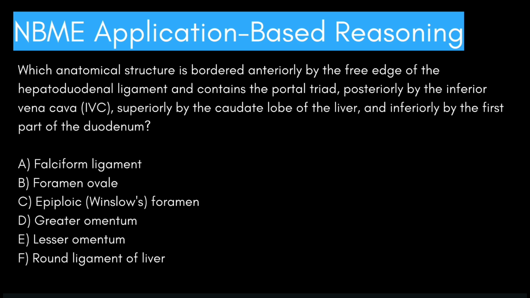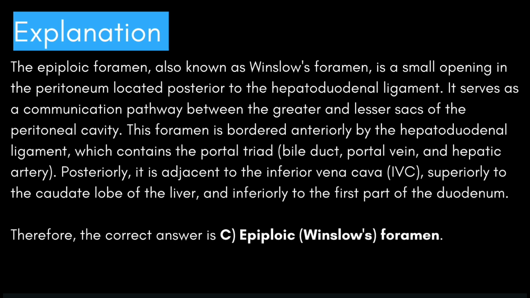Alright, I think I gave you guys enough time there. If you need more time, please feel free to pause the video. Otherwise, moving on now. The epiploic foramen, also known as Winslow's foramen, is a small opening in the peritoneum located posteriorly to the hepatoduodenal ligament. It serves as a communication pathway between the greater and lesser sacs of the peritoneal cavity.